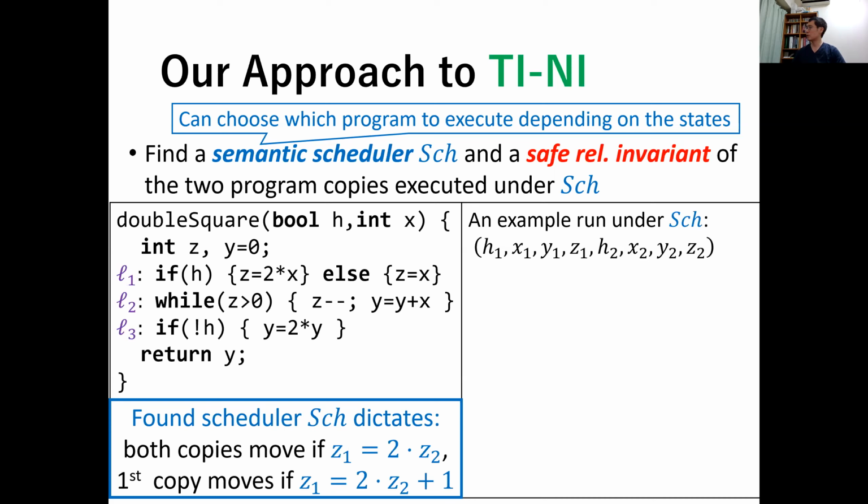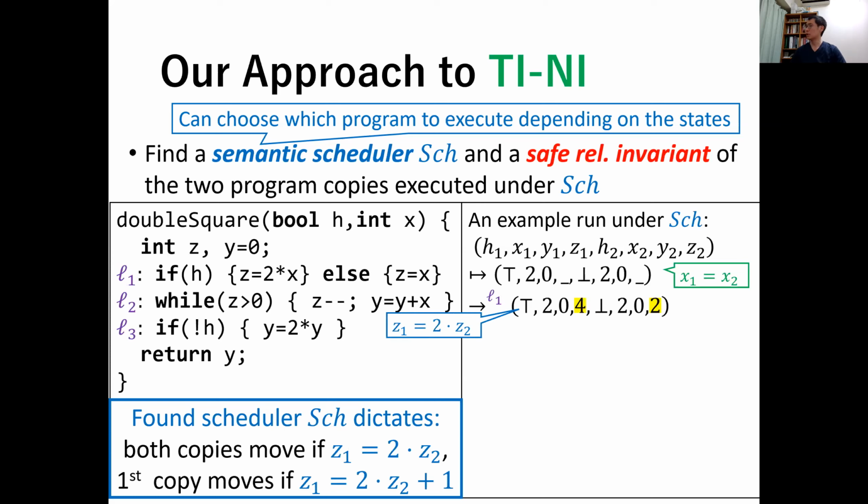So here is an example run of the 2 copies under this scheduler. We start from the same state as in the previous slide. So initially the value of x is 2, and the first copy has h true, and the second copy has h false. So the initial step is the same. The value of z is set to be 4 in the first copy, and the value of z is set to be 2 in the second copy.